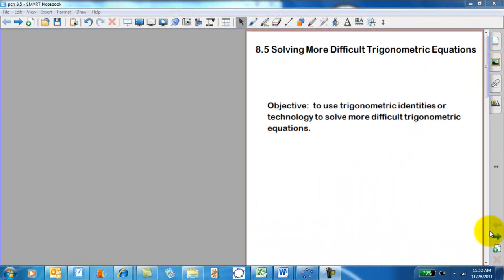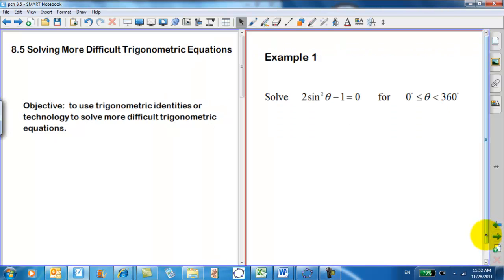Hello pre-calc honors students, our last lesson of the semester: solving more difficult trig equations. We're going to use identities and technology to solve more difficult trig equations. So here's our first example. Solve 2 sine squared theta minus 1 equals 0 for theta between 0 and 360 degrees.